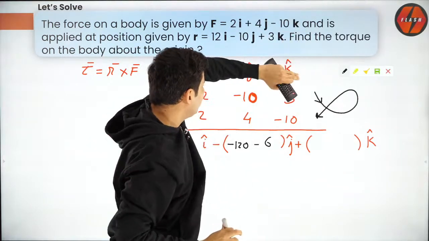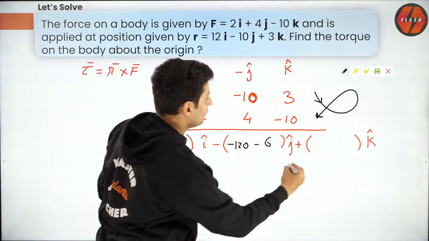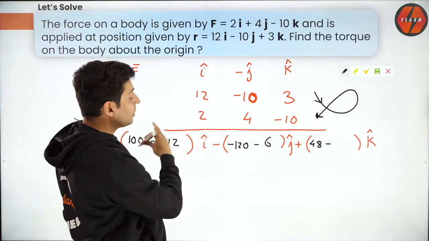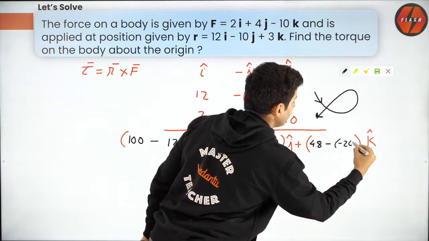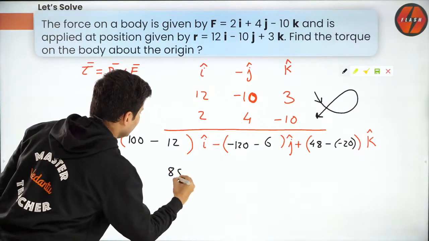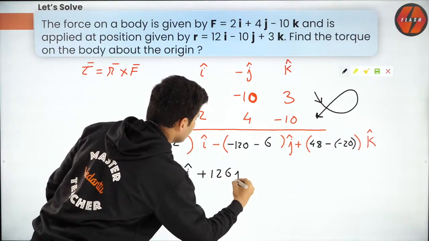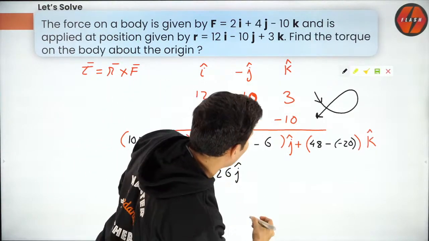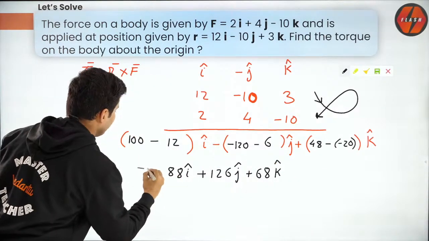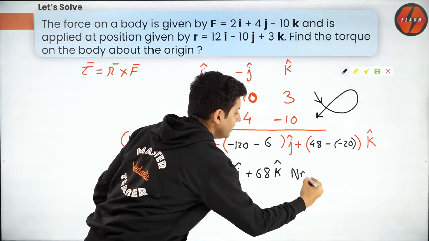Similarly, for the last column, k cap, just forget the last column and the first row. So it will be 12 into 4, which is 48, minus 10 into 2, which is minus 20. That's it. Now do this, you'll get the answer, guys. I think it should be 88 i cap plus 126 j cap plus 68 k cap. That's the value of torque in IJK notation, but this is in Newton meter.